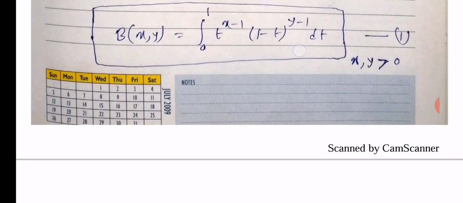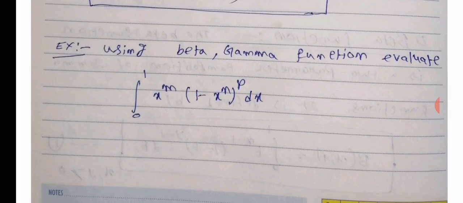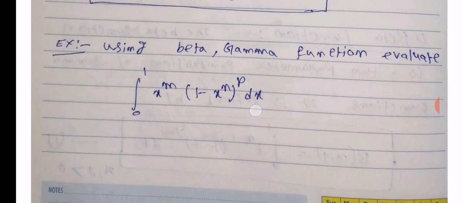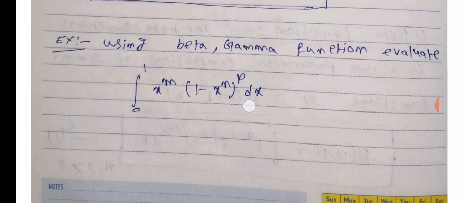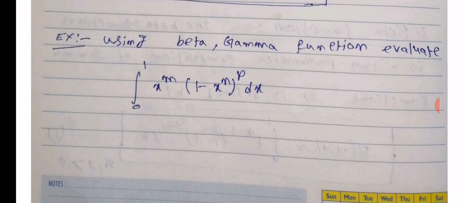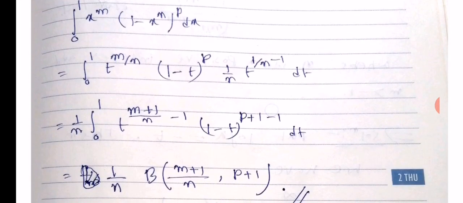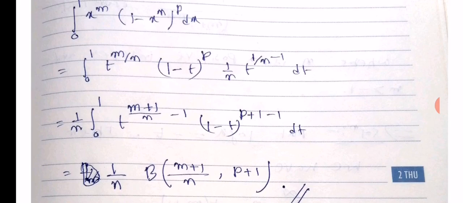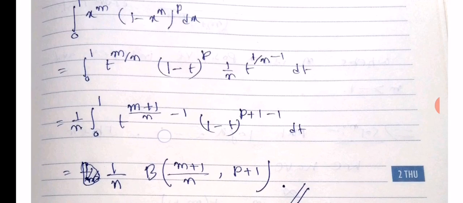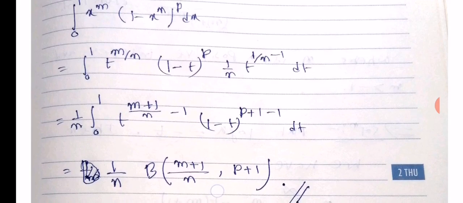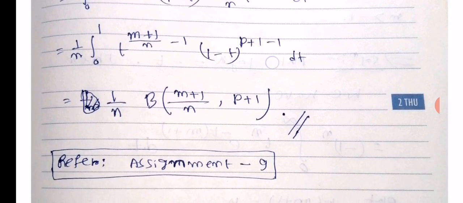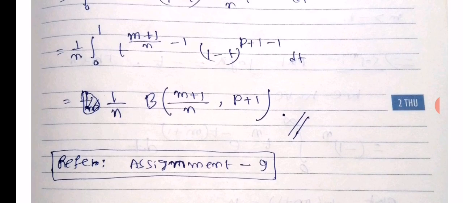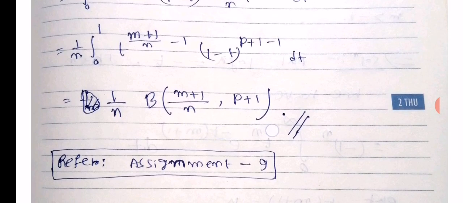Okay, so it is of the form 1 minus t. So for that you need to put x equal to t to the power 1 upon n, such that n and 1 upon n will get cut, so 1 minus t will be there. So you will finally obtain this. So after calculation you will get this term. So t to the power x minus 1, where x is (m plus 1) by n and y is p plus 1. So 1 by n, B of (m plus 1) by n, p plus 1.